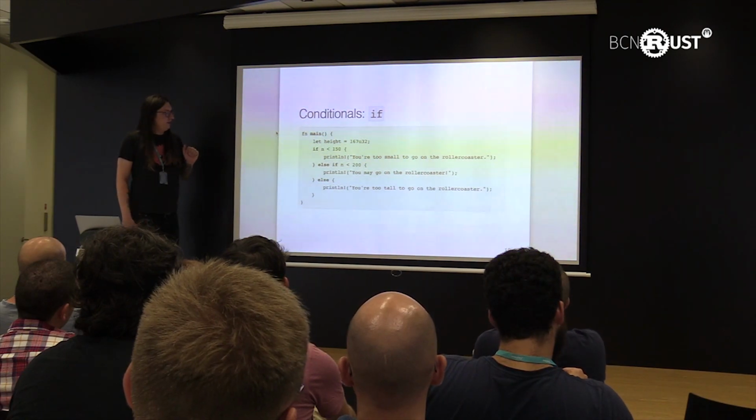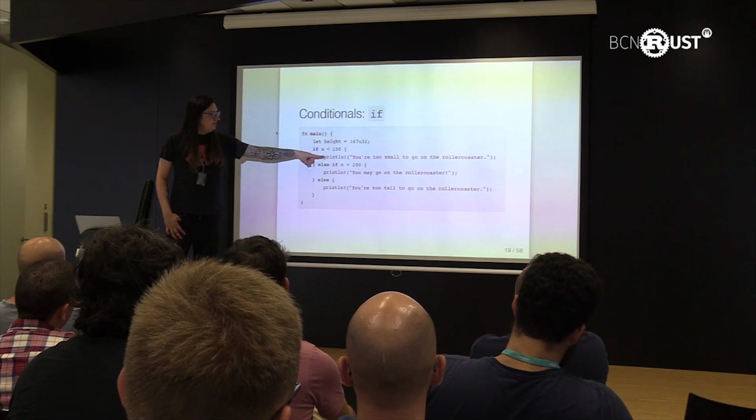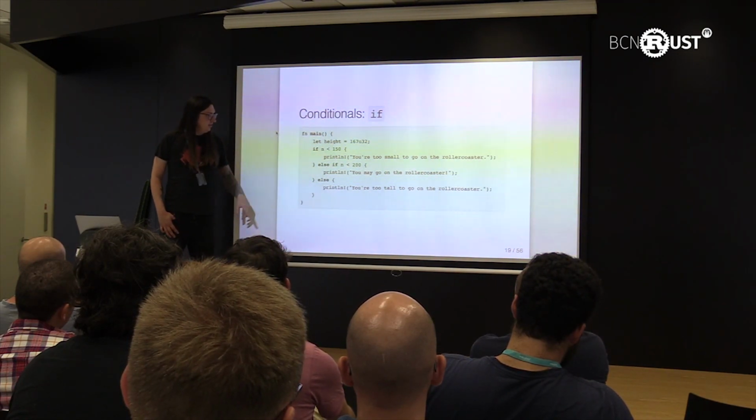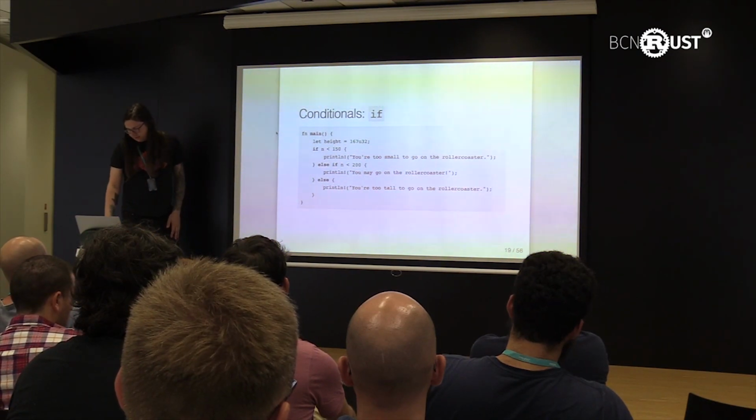We have if. So for example, you can say if n is less than 150, do this, and else if n is less than 200, do that, and then else for everything else. That's pretty common for many languages.